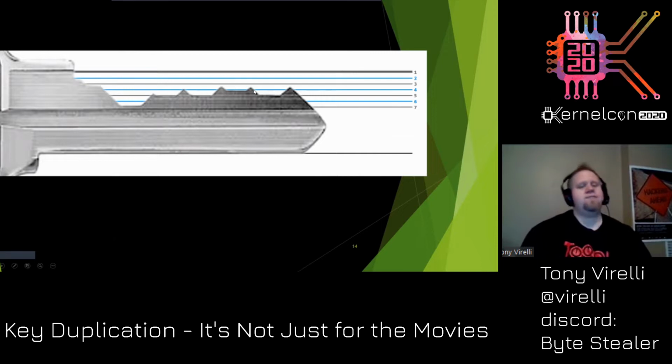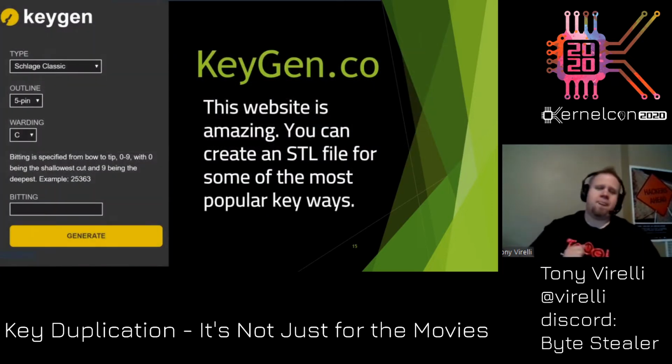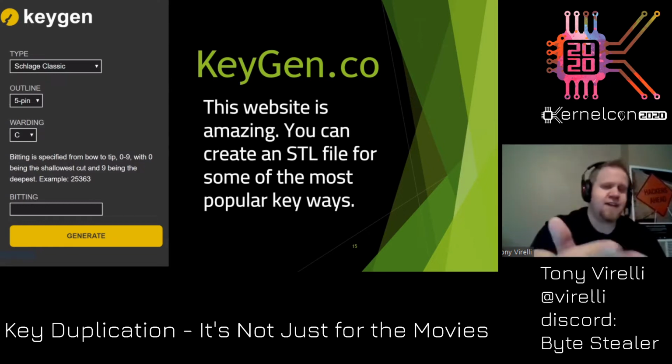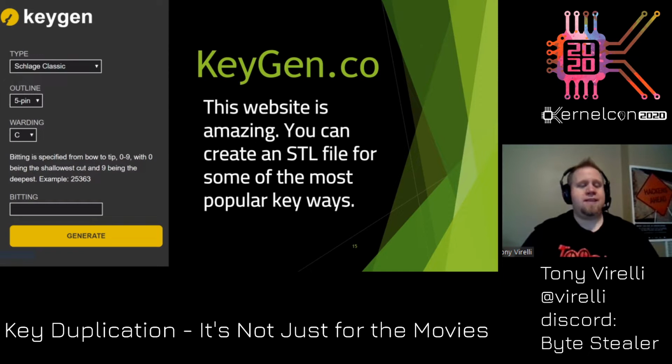I can take this to one of the most amazing inventions I have ever seen in my life, and that is keygen.co. I'll have links to this. There was an entire talk given at DEF CON one year by the guys who created this. It's completely open source up on GitHub, but they also host a website called keygen.co. You select your type of key, the outline for that key, and the type of warding, like if it's a 5-pin, 6-pin or 7-pin, depending on which key it is. And then you enter your bidding cuts. Your bidding is what I just talked about, like the 7, 5, 5, 4, 5.